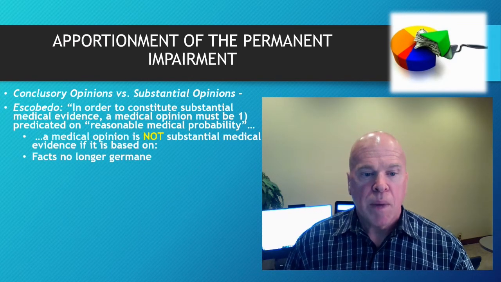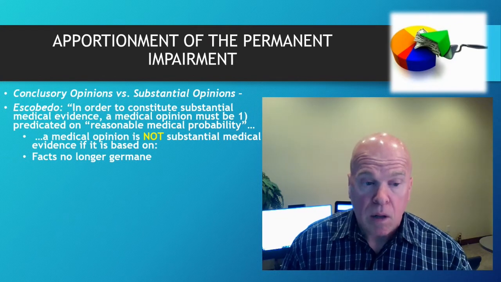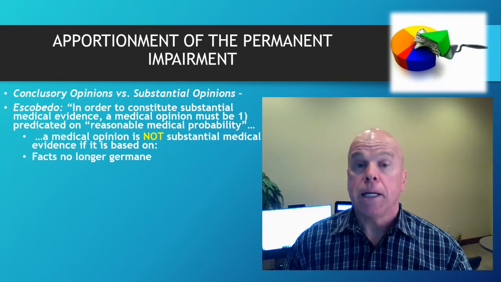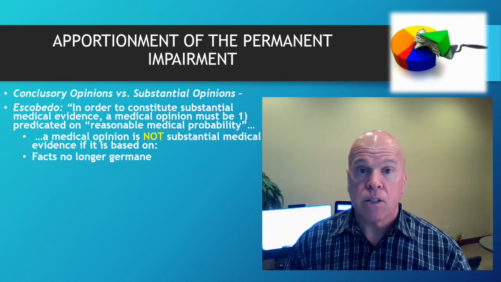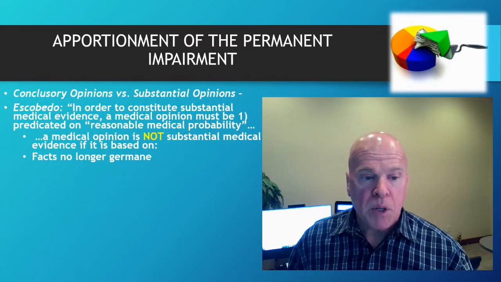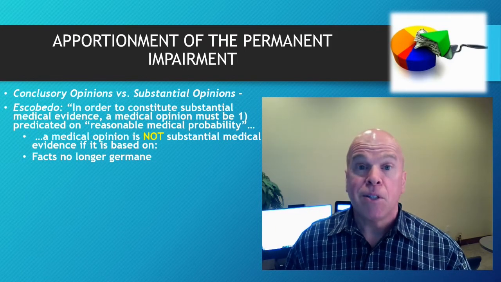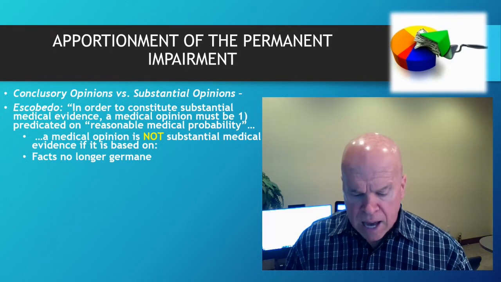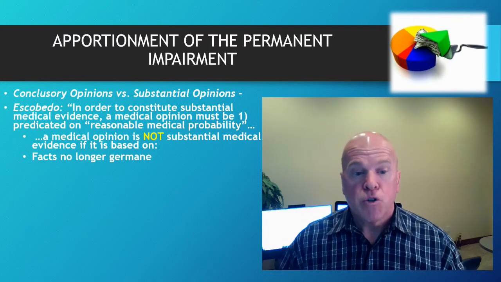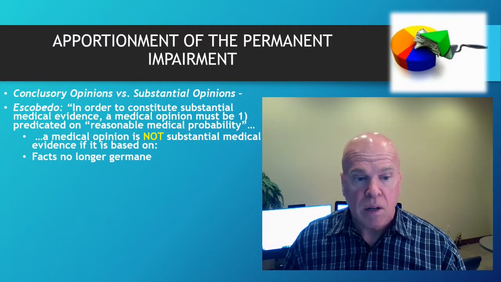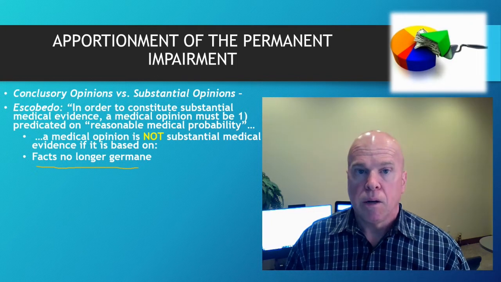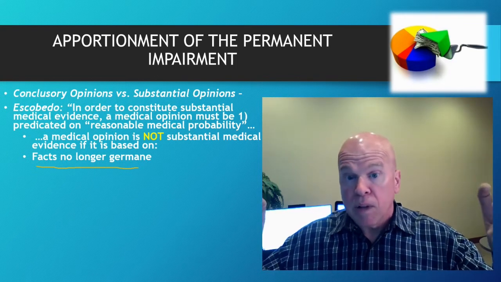Escobedo tells us that a medical opinion is not substantial medical evidence if it's based on facts that are no longer germane, okay? Old, outdated facts that aren't relevant anymore. So what's the opposite of facts no longer germane? The opposite of that would be facts that are currently germane, facts that are currently relevant. So your opinion to qualify as substantial medical evidence must be based on facts that are germane. We refer to those as relevant facts.